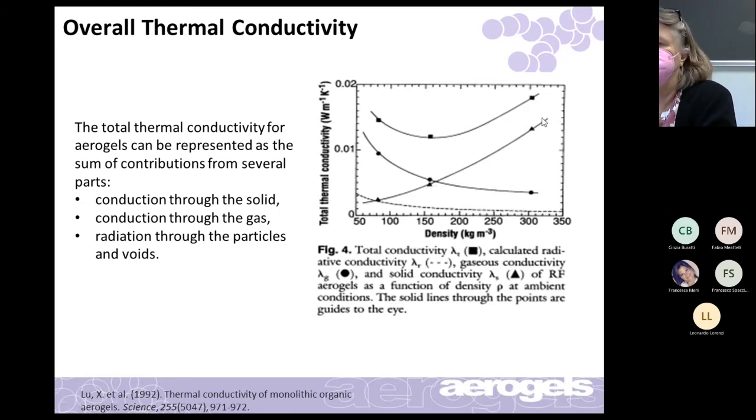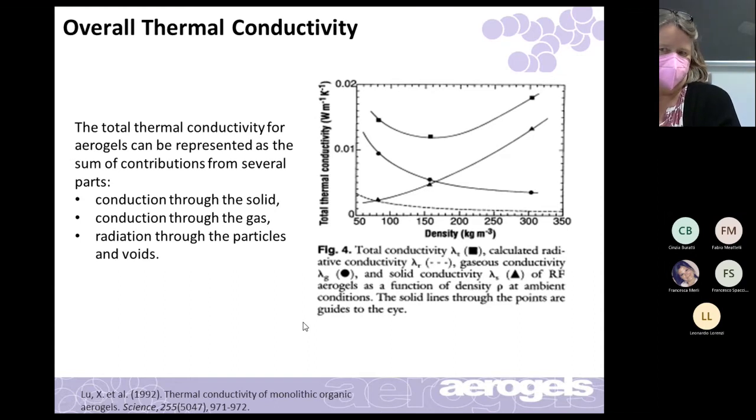And then the radiative conductivity is shown to decrease. But the net looks something like this. This is a resorcinol formaldehyde aerogel, just showing what happens with density. But what happens with density will be true of the other types of materials. So those are the things that contribute to thermal conductivity. Again, thermal conductivity is something we try to minimize if we're using these as an insulating material.